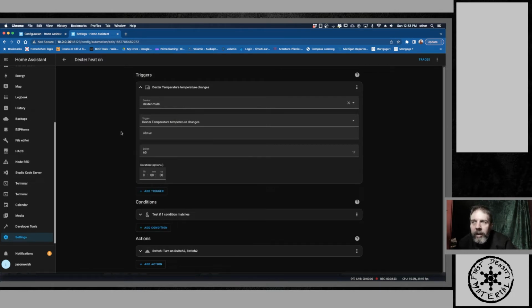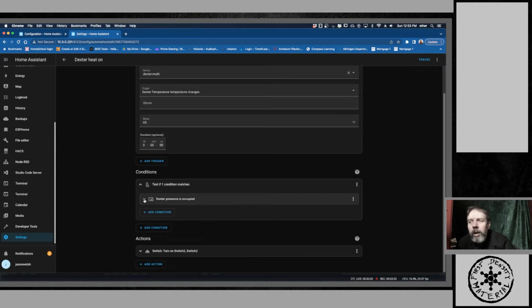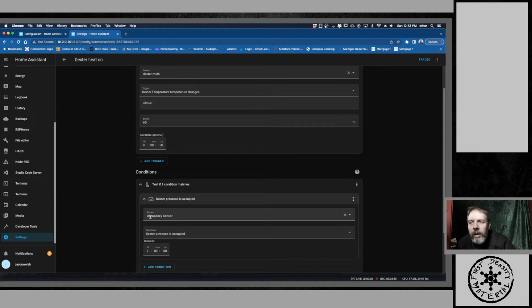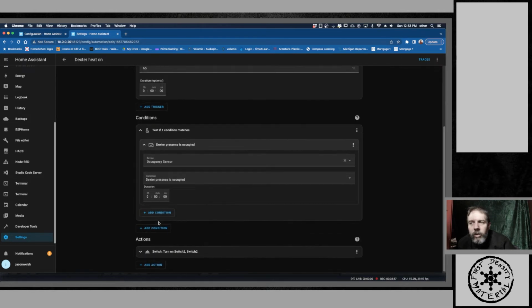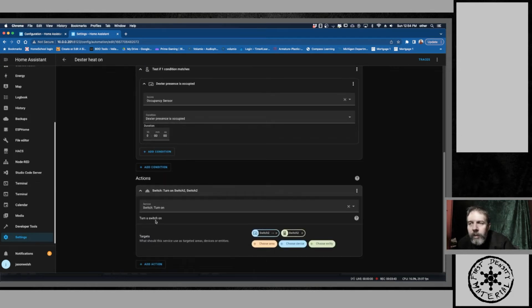So and. So now it's going to say, well, it's going to be below 65 degrees, and I'm going to check if there's a body in the room. So if his presence sensor shows it to be occupied, then it's going to switch on the device, switch to. This is a Sonoff.